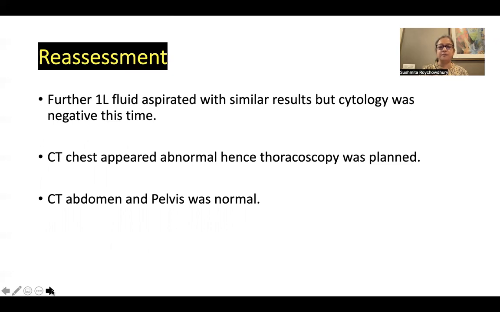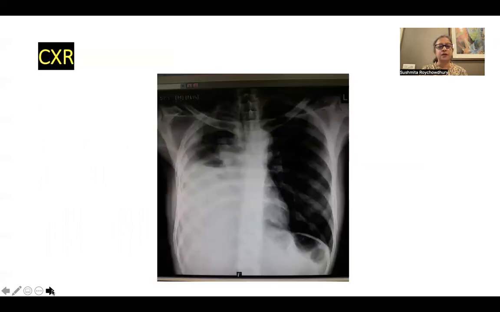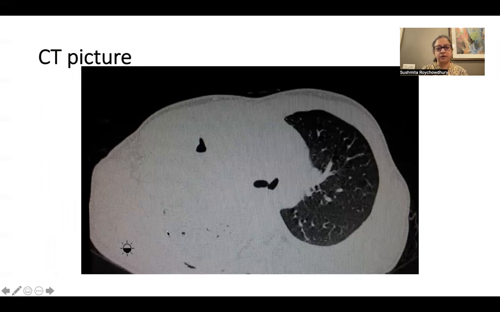This time, there was again a massive effusion, which was aspirated, but cytology was negative this time. The CT chest appeared slightly abnormal, so we planned a medical thoracoscopy. And this is what the chest X-ray looked like. This is what the CT scan looked like. If you are able to look at the CT scan, the pleura seems to be irregular in places and thickened. And there is a collapse of the lung at the same time.